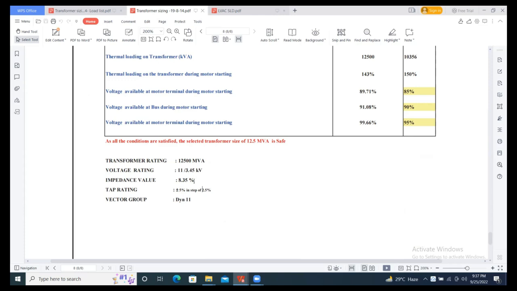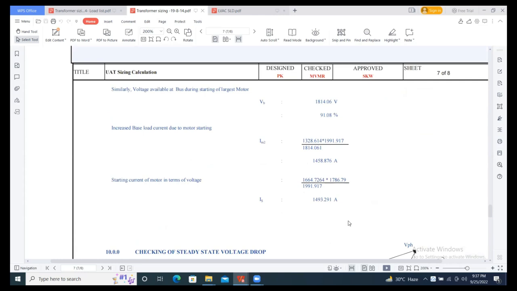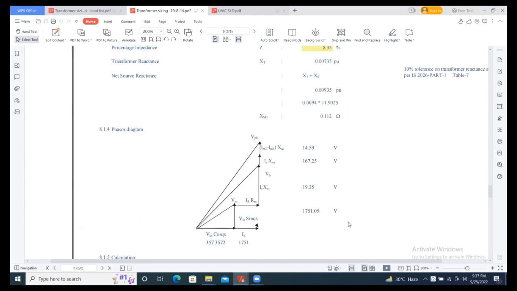And the impedance value is the same thing, which you have to select based on some scenarios like short circuit calculation or depending on the losses and other things. So that also we will cover in our next class. For the time being, this is the topic for the auxiliary transformer as well as the DC set size.